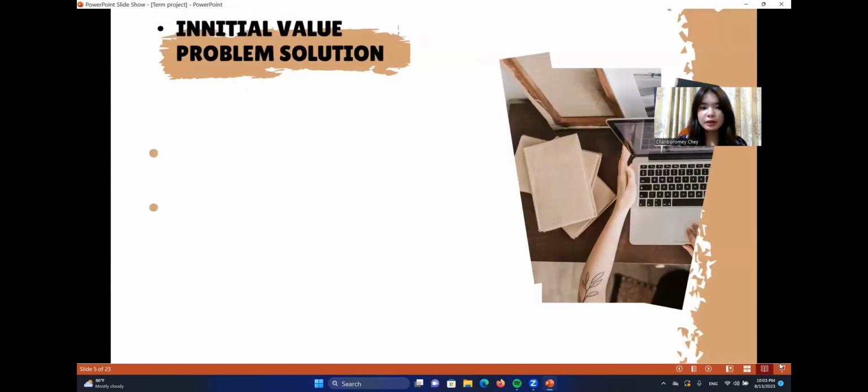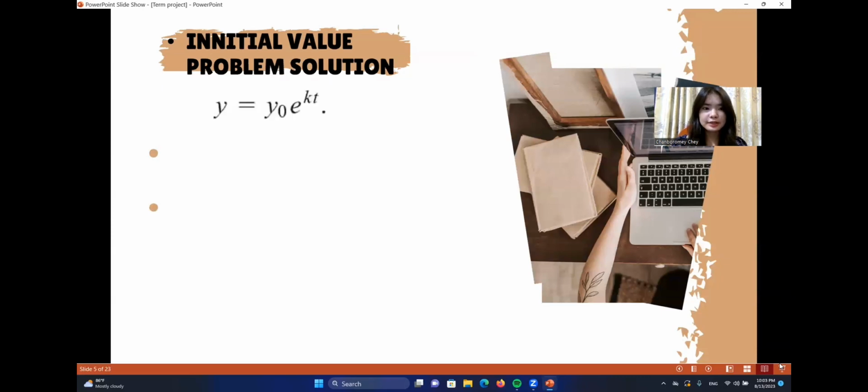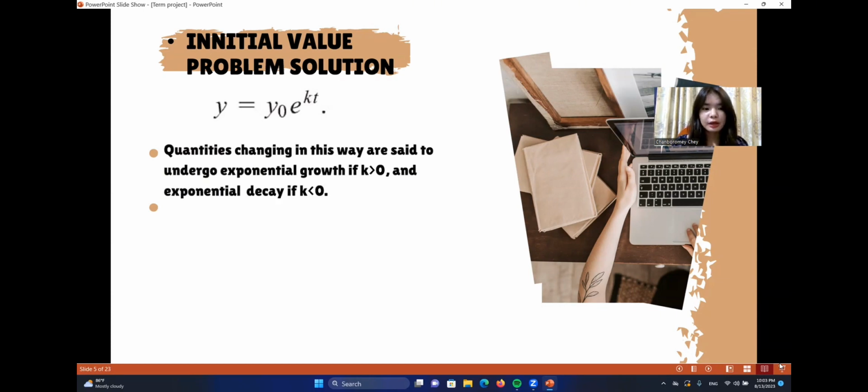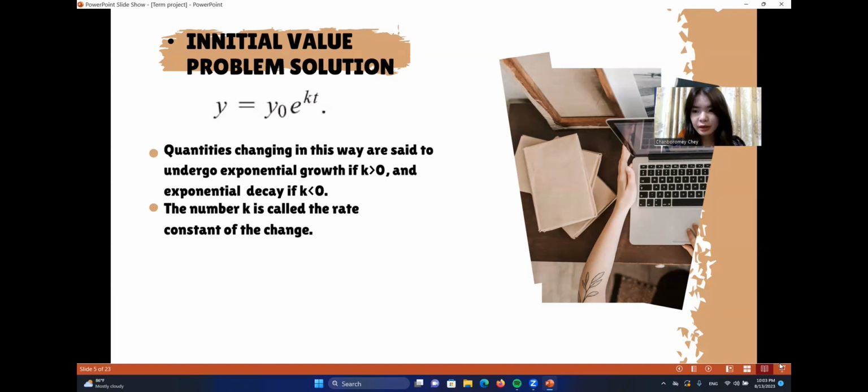equals 0. And our next content is the initial value problem solution, and its equation is y = y0 e^(kt). Quantities changing in this way are said to undergo exponential growth if k is greater than 0 and exponential decay if k is smaller than 0. The number k is called the rate constant of the change.